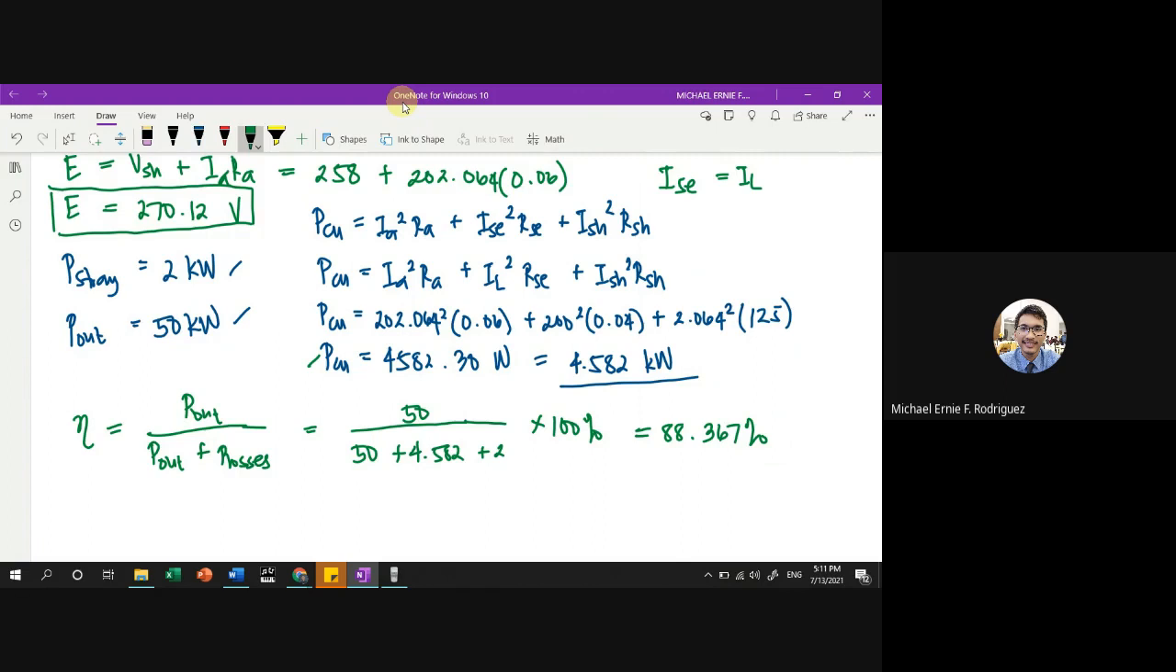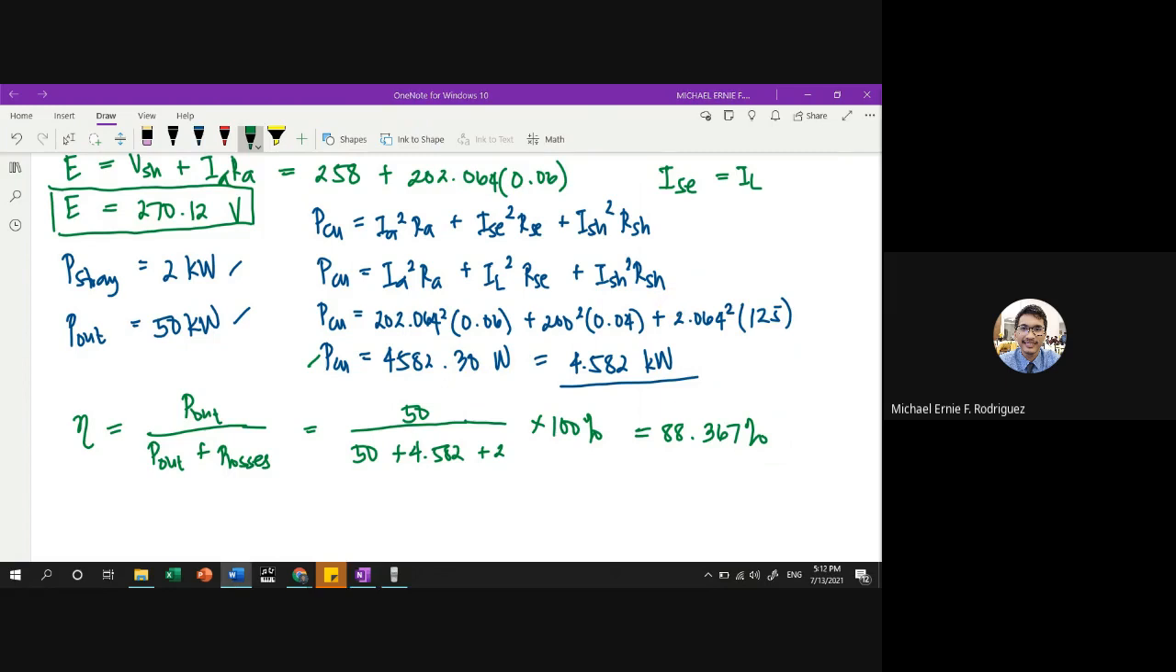Wala nang tanong, no? Okay, so yan yung ating discussion for today. Efficiency, power losses, tapos mga problem natin for the different types ng generator. Nakasolve tayo ng shunt, ng series, separately excited, tapos compound generator. Okay? So, nakasolve tayo ng 4.